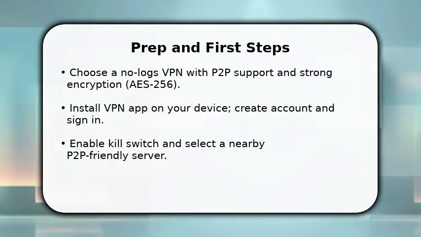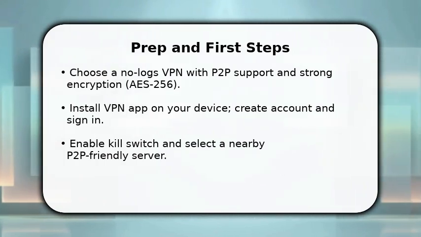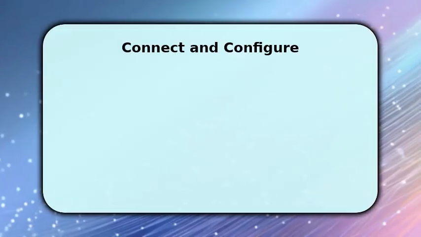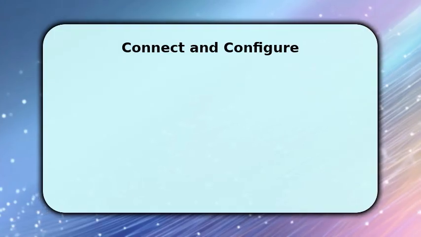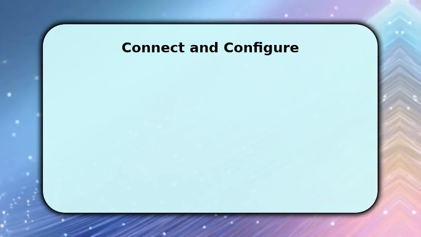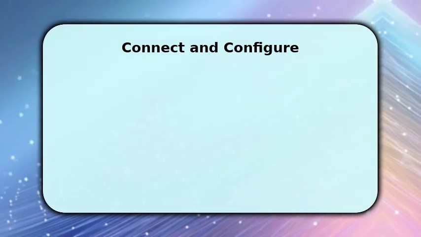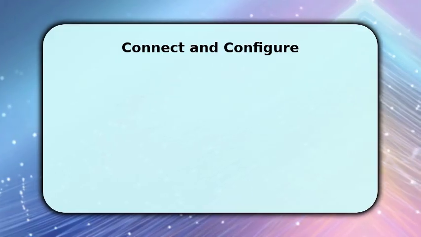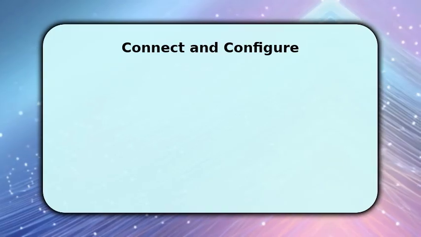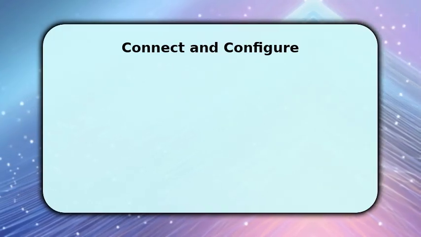Make sure your torrent client is closed while changing these settings so IP leaks don't occur during setup. Once connected to the VPN server, verify your IP changed with an IP check. This confirms protection. Next, open your torrent client and enforce encryption and set upload to about 80% of your max to keep downloads smooth.